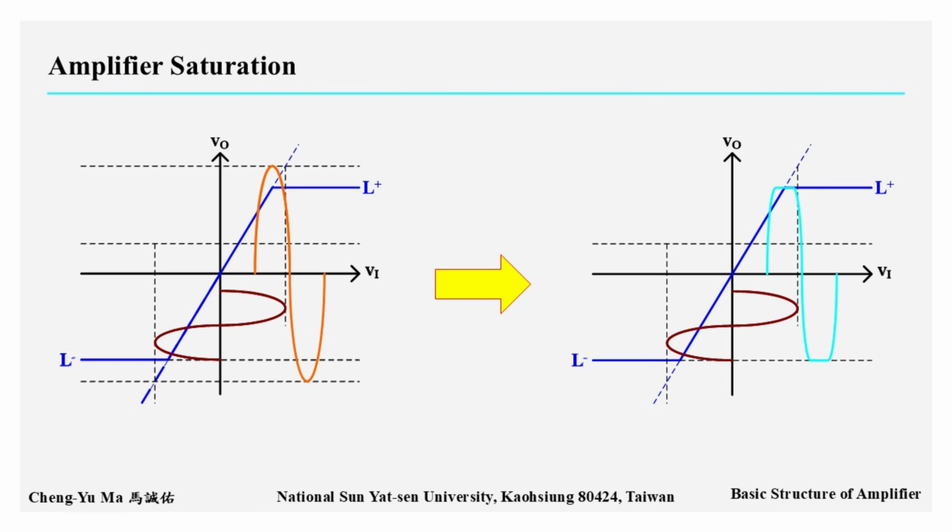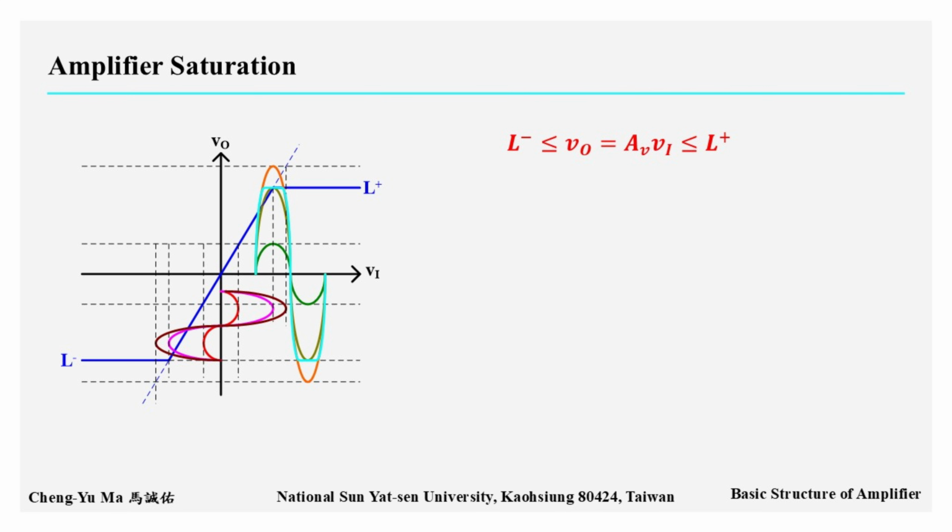However, because the maximum amplitude of the orange output curve exceeds the saturation output voltages, L+ and L-, the portions beyond the limit will not be amplified. Instead, they will reach saturation. Therefore, the final output curve is the light blue curve shown on the right.